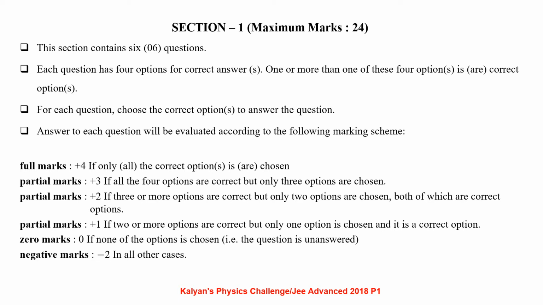Full marks, that is plus 4, if only all the correct options are chosen. Partial marks, plus 3, if all the 4 options are correct but only 3 options are chosen. Plus 2 if 3 or more options are correct but only 2 options are chosen, both of which are correct options. Plus 1 if 2 or more options are correct but only one option is chosen and it is a correct option. 0 if none of the options is chosen. Minus 2 in all other cases.